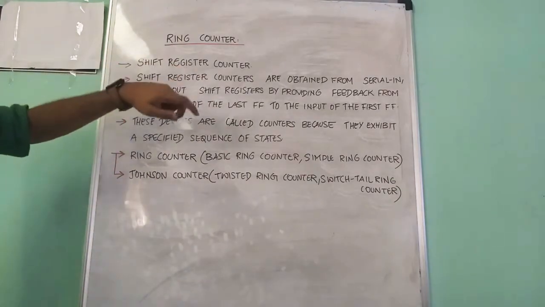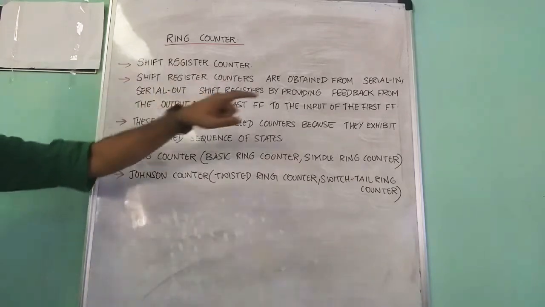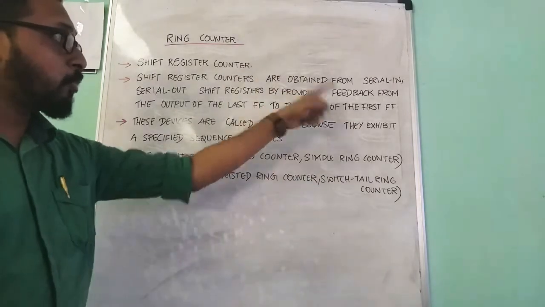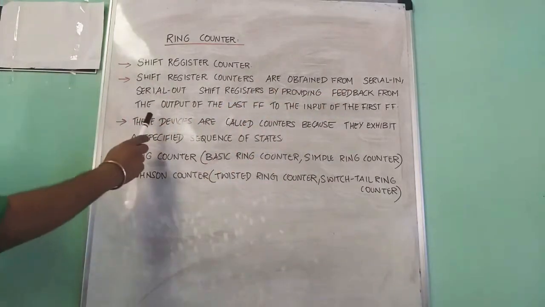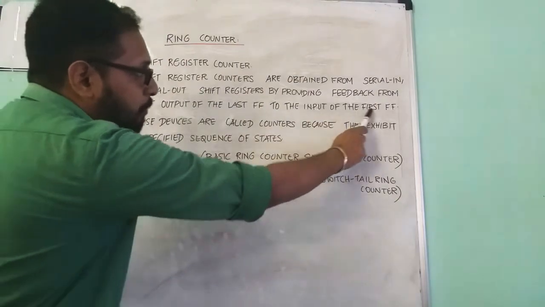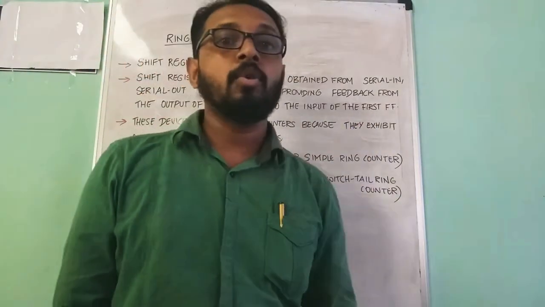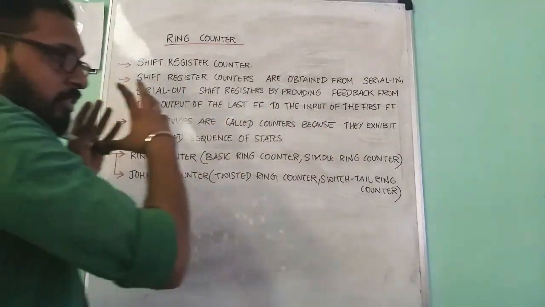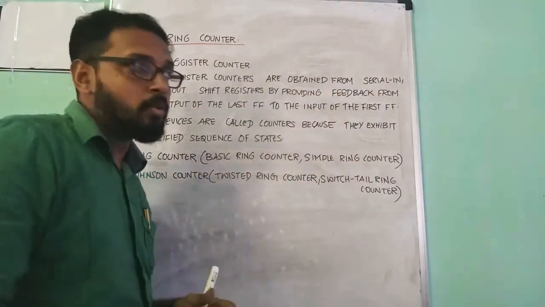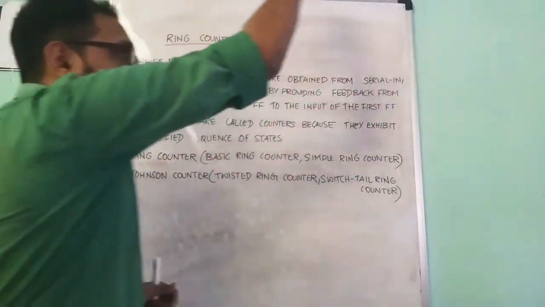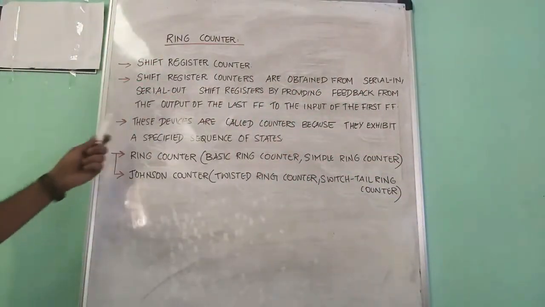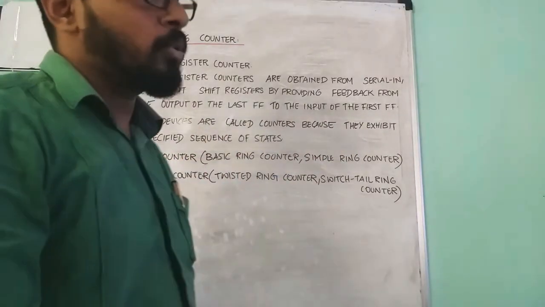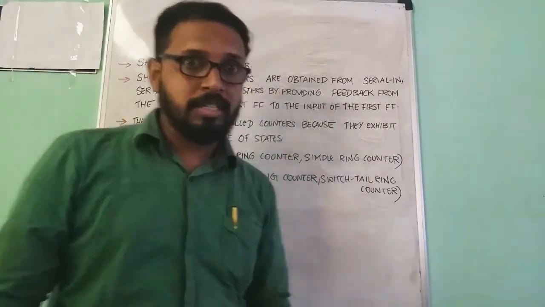Shift register counters are obtained from serial in serial out shift registers by providing feedback from the output of the last flip flop to the input of the first flip flop. You will understand that when we go for the design of ring counter and Johnson counter. These devices are called counters because they exhibit a specified sequence of states. That also I'll explain when we go for the design part.